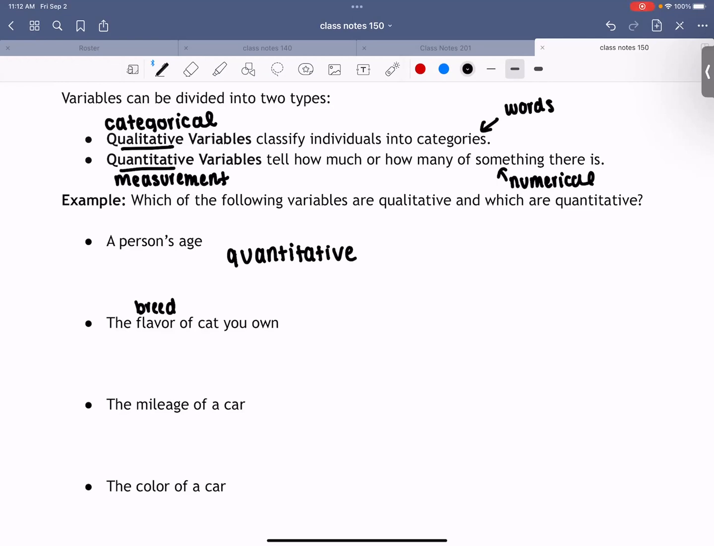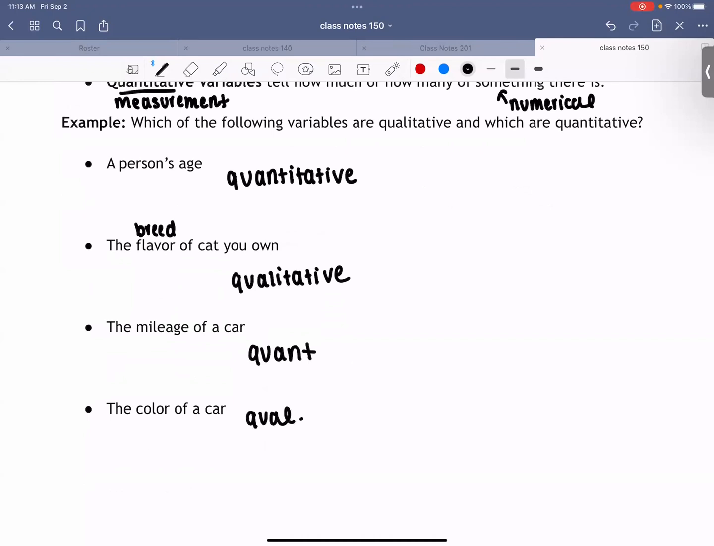Anyway, so what do you think this one is? Quantitative? Qualitative? Qualitative, good. When someone asks you what type of cat you are, you don't say 3, right? You say, I have a domestic short hair or something like that. So this is qualitative. Okay, another one quickly, mileage of a car. Qualitative or quantitative? Quantitative, because the answer is going to be a number, right? And what about the color of a car? Qualitative, right? You don't say, my car is the color 3, right? You're going to say it's blue or silver or something like that. So this is qualitative.